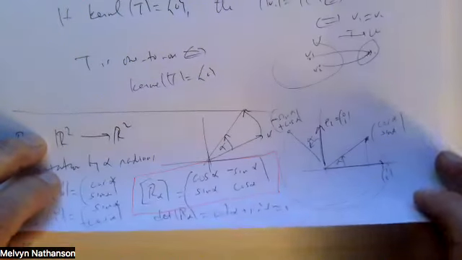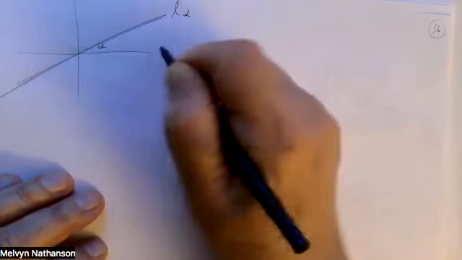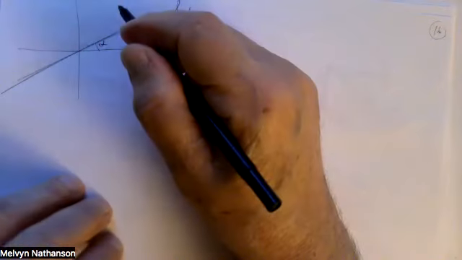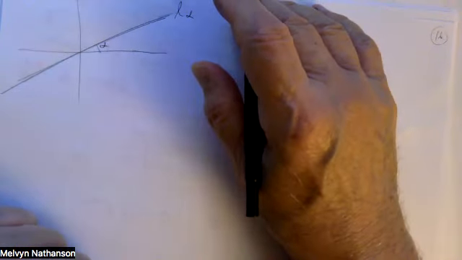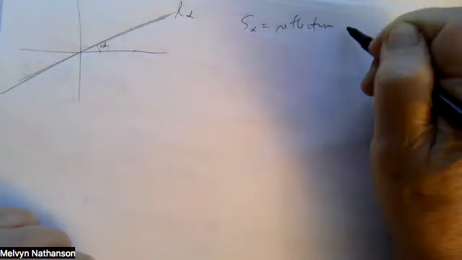There's another geometrically very simple and important linear transformation in the plane, which is the following. Instead of a rotation, we can look at a reflection. So in the plane, here's the line L alpha. It's the straight line that makes an angle alpha with the positive x axis. And S alpha is going to be reflection through the line L alpha.